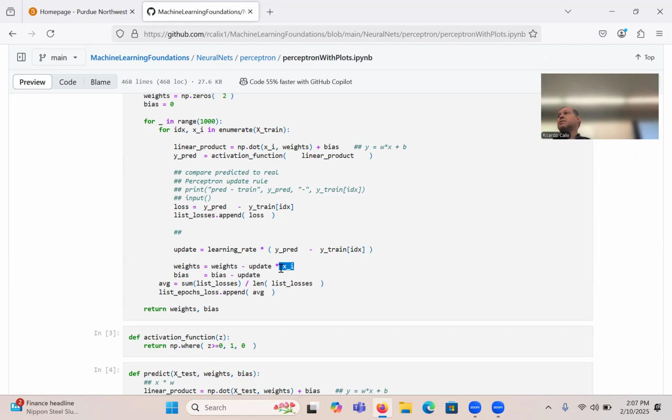Do you guys see that? So am I going to add something or reduce something from the value? And so you need to know, so plus or minus, right? That's the key question, plus or minus. And then the second question is by how much? So that's the learning rate.